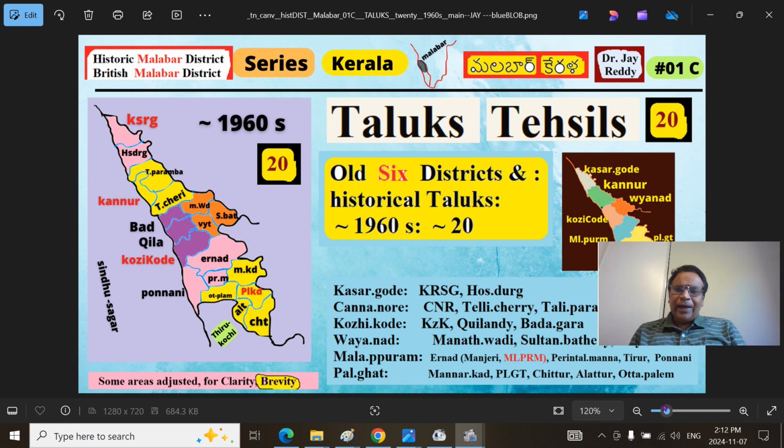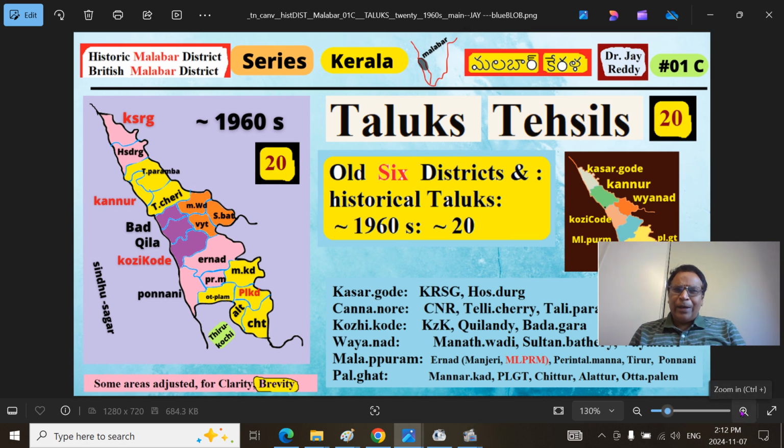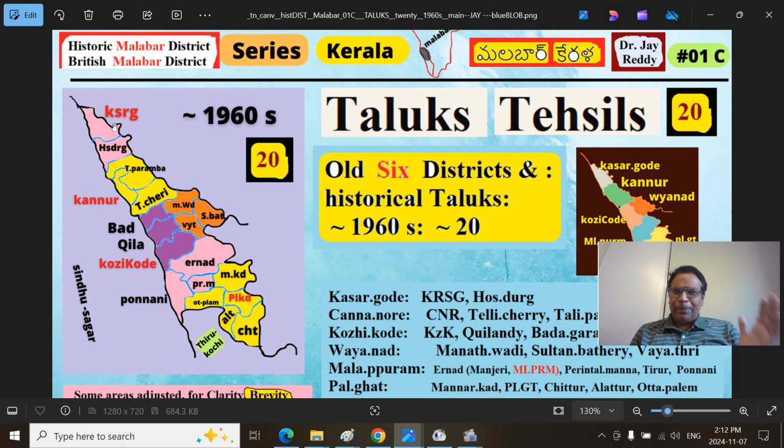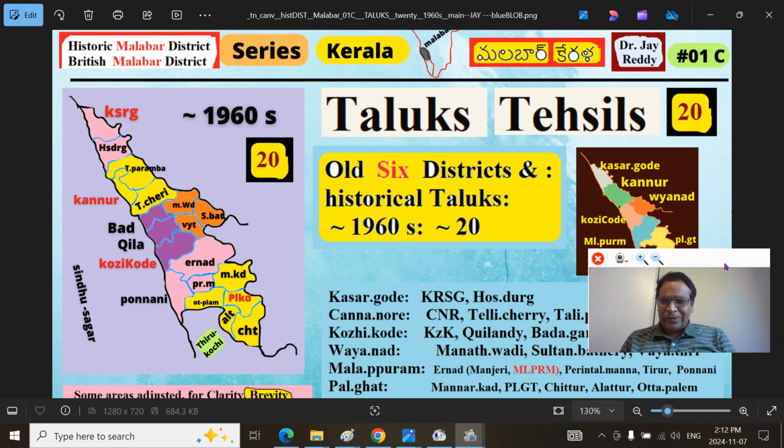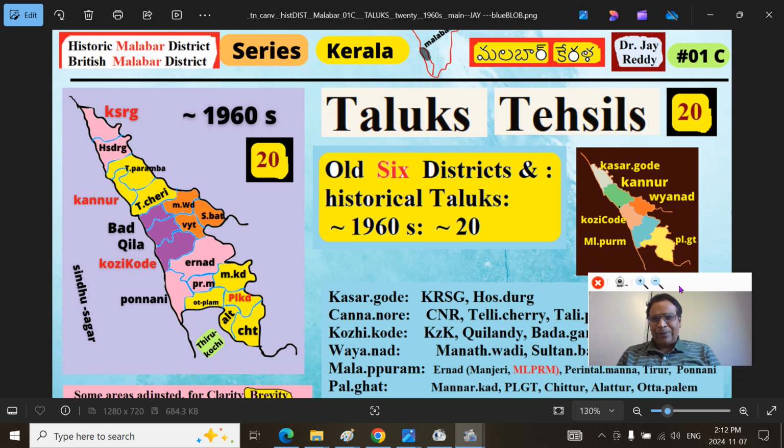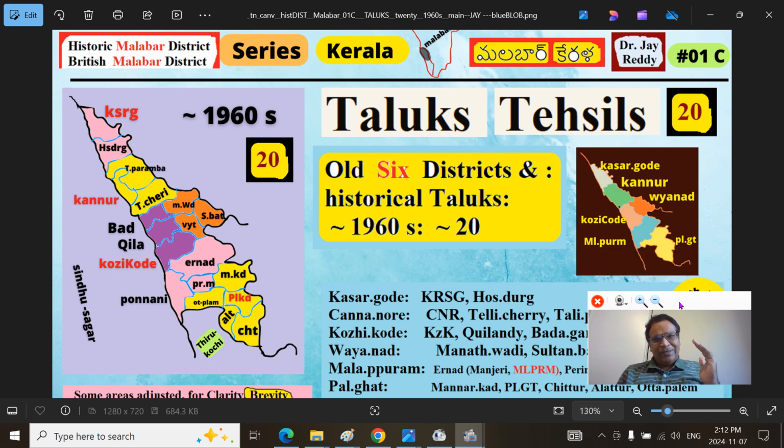Here I have jotted the names in abbreviated form purposefully because I do not want to overload this thumbnail, and you can very easily recognize what these names mean: Kasar.Gode, Canna.Nore, and so on. Here I have completely listed the taluks, and I will show the complete taluks in some other place in this presentation so you can have a broader idea. So this is about the 20 taluks, evolution of taluks from 9 to 20 by 1990s or so.